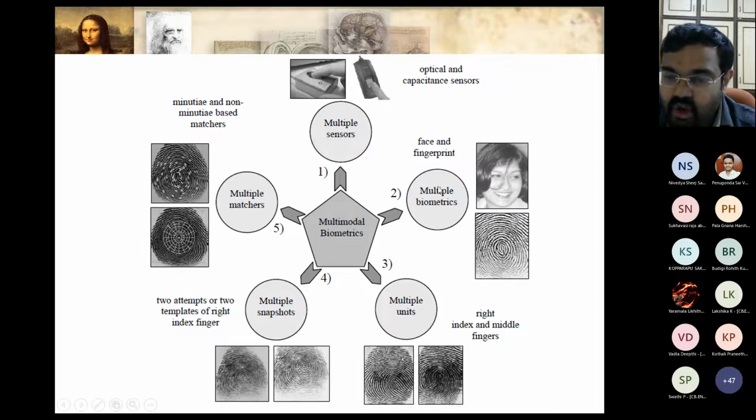The most common way is having multiple biometrics, two different biometrics. Aadhaar card is also like that. You are giving your fingerprint and your iris. The other options are not so efficient, but they are still good if you cannot afford a biometric with two different traits or characteristics like face and fingerprint. You can perhaps go for one trait but have multiple sensors, multiple matchers, multiple snapshots, or multiple units of the same trait. These are the options that are available.